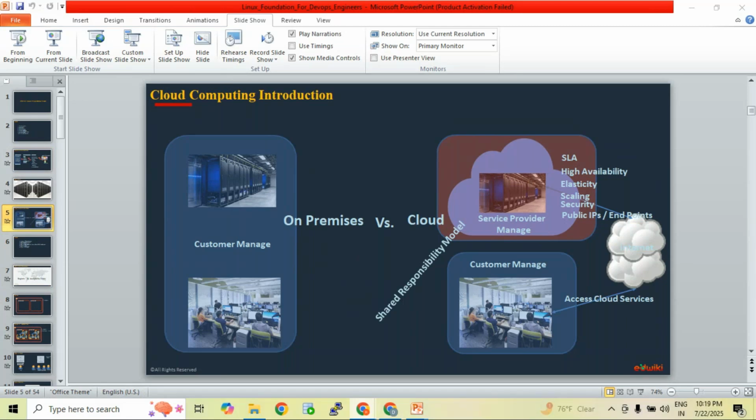And for tomorrow's session, do we need to create an AWS account? You don't need to create it as of now. I think tomorrow I'll instruct what needs to be done. At least by the end of tomorrow's session, yes, we should have an account ready.